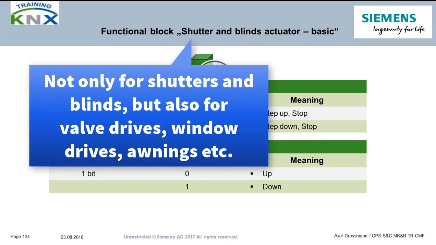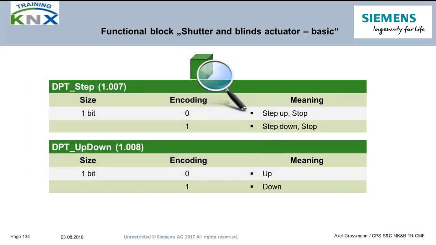require a stop function in addition to a travel command that goes in two directions, as we have already discussed in the chapter Bus Devices. The question was, what should the data point type look like? It was agreed to make it as easy as possible and, above all, to make it compatible with other functions. Therefore, two data point types have been defined: the up-down type 1008 and the step-stop type 1007.